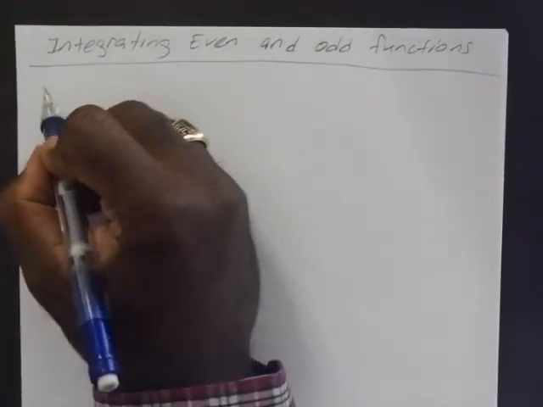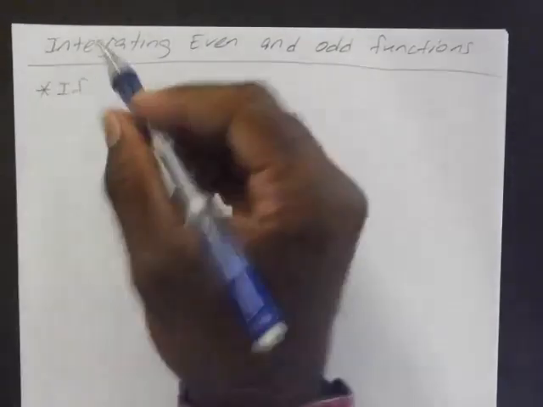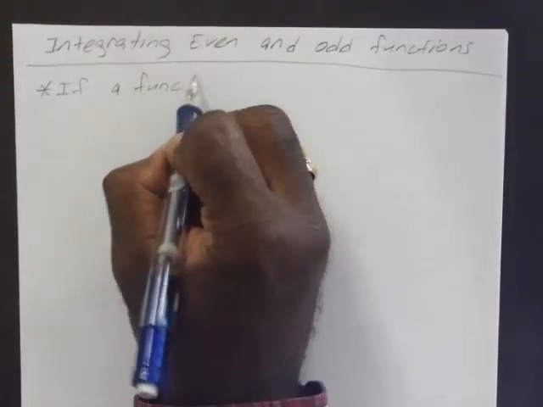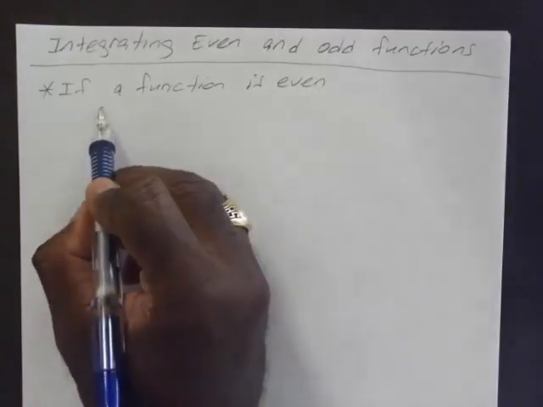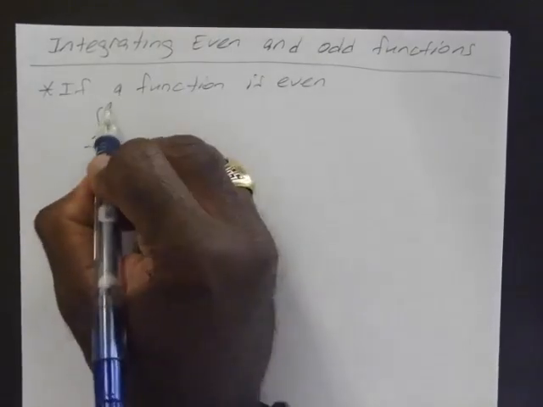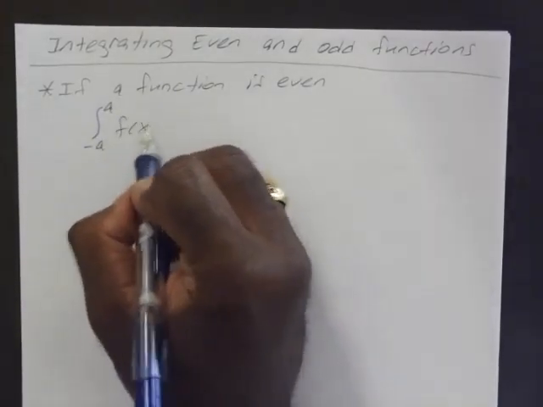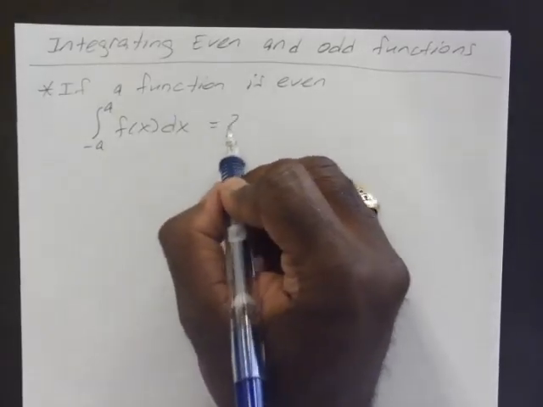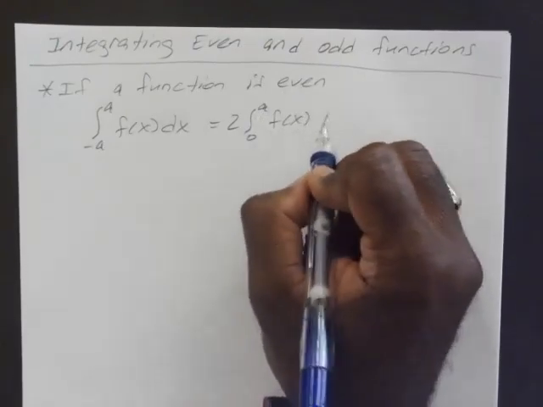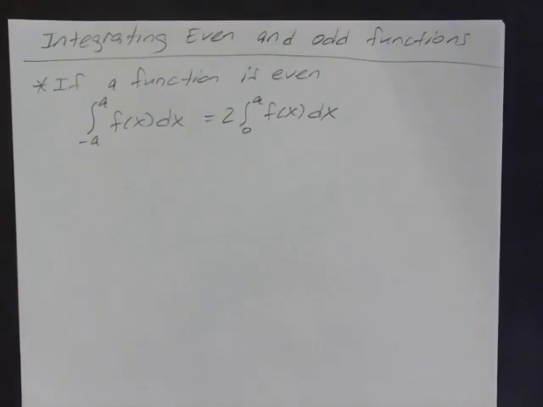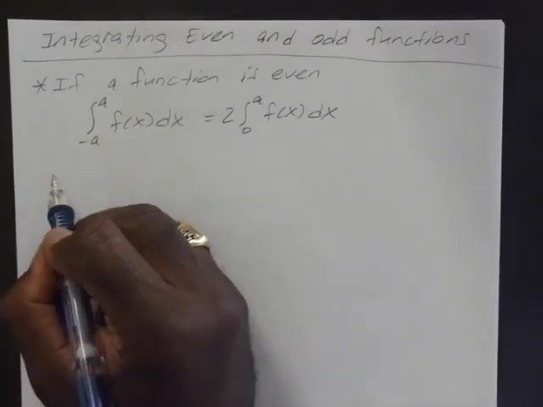Okay. So again, we know that if a function is even, the integral from negative a to a of f of x with respect to x is equal to 2 times the integral from 0 to a of f of x with respect to x. Just a quick little refresher.